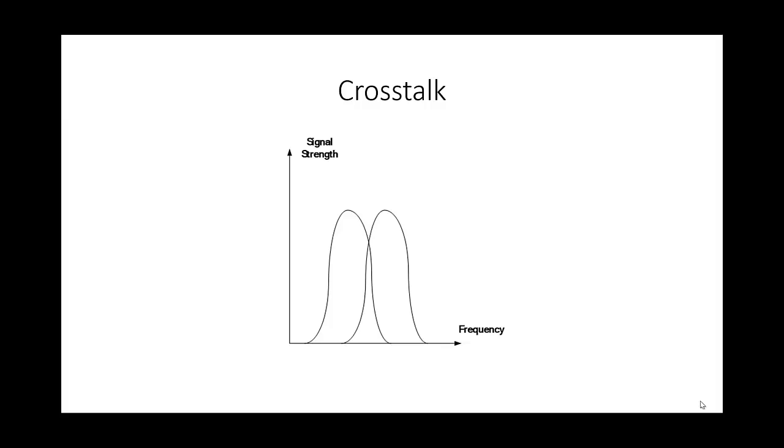OFDM ensures that there is no interference between adjacent signals, even when the signals overlap. This is because the minimum power of each signal occurs at the same frequency as the maximum power of those adjacent. This is what is meant by saying that the adjacent frequencies are orthogonal. As crosstalk is minimized, there is less need to retransmit corrupted data, allowing faster data transmission speeds.